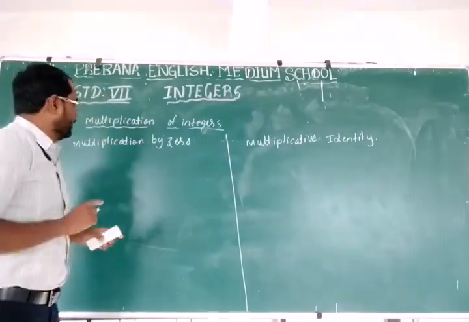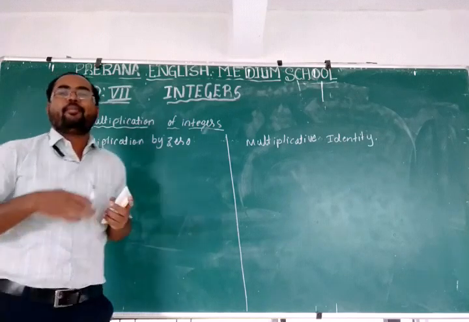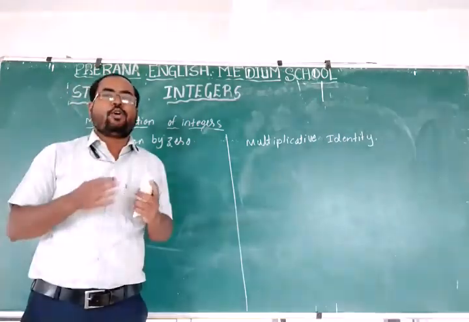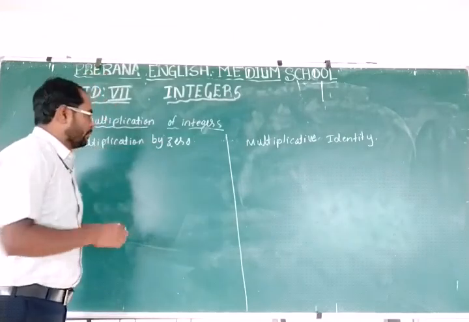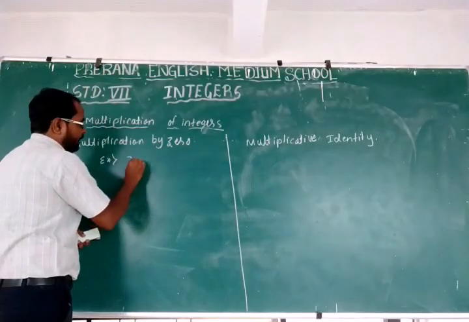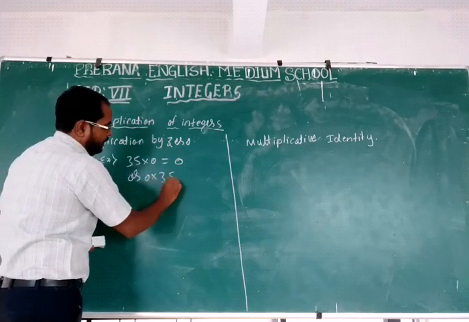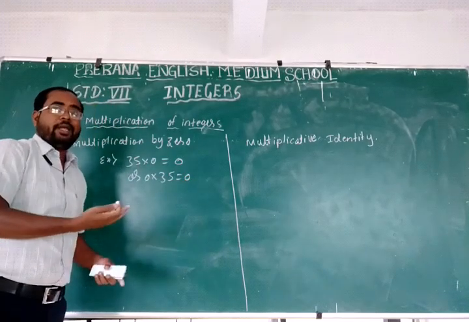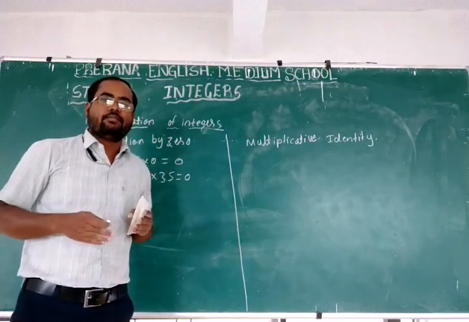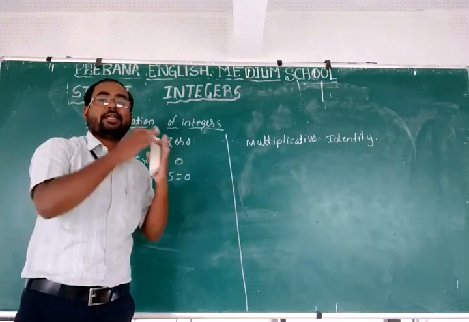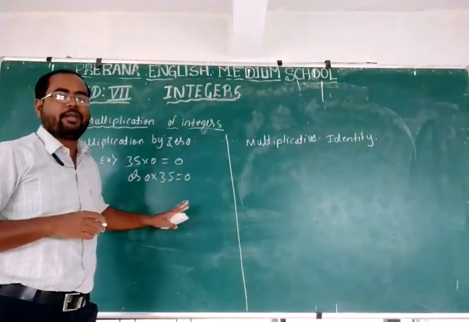We'll see the next property, multiplication by 0. Any number you multiply by 0, at the end the product is 0. For example, 35 into 0 is equal to 0, or 0 into 35 will also be 0. You multiply anything with 0, at the end the product is 0. If you take 1 lakh into 0, the product is 0. Any number you multiply by 0, the product will remain 0.